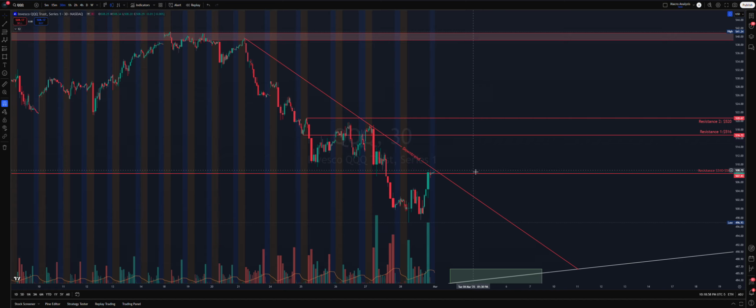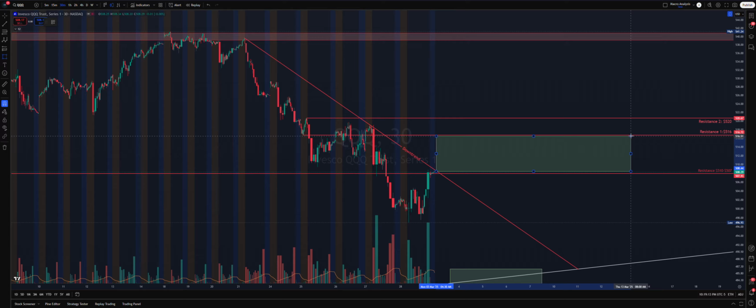Now, the resistance level that we have is 516. QQQ is currently at 508. So that's the levels you've got to look at. This entire area here, that's the level that I will be keeping a close eye on for QQQ. Now, what could possibly happen is this. And this here is the bullish scenario.